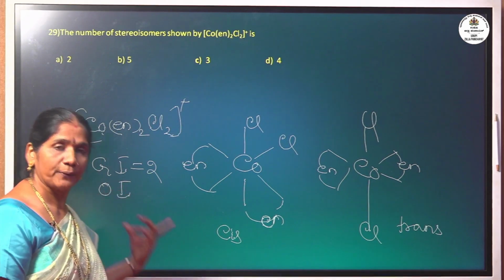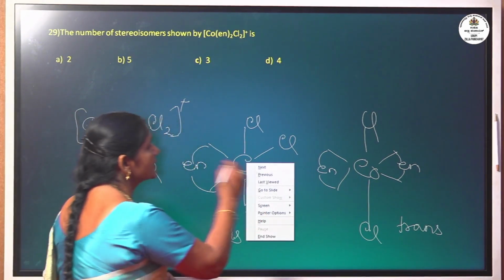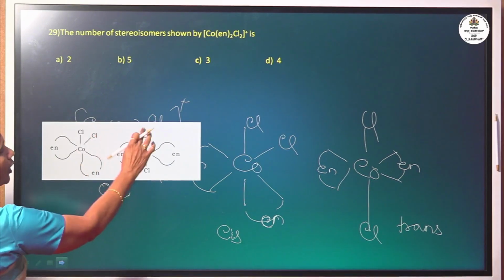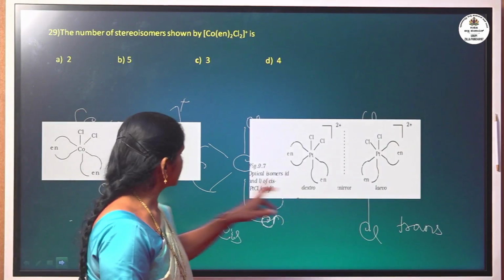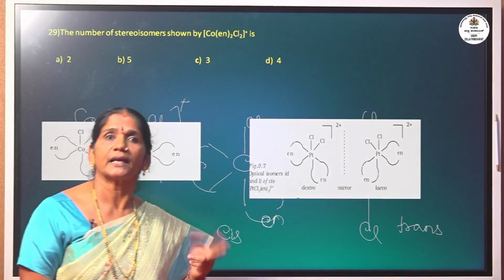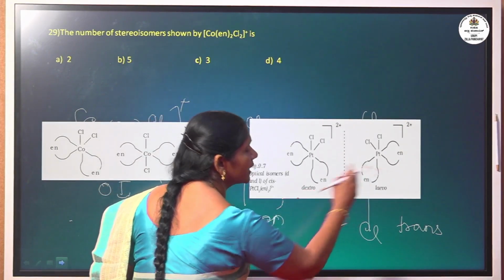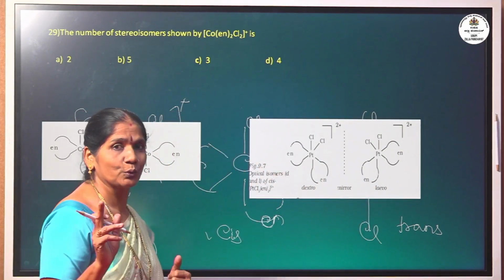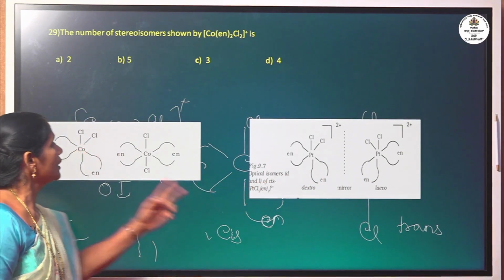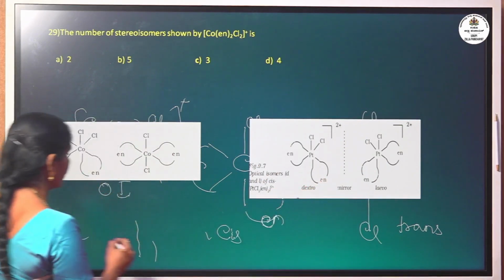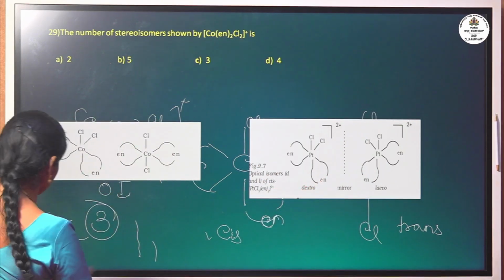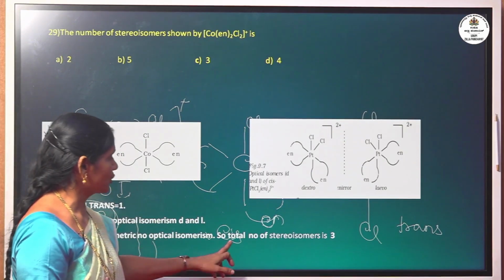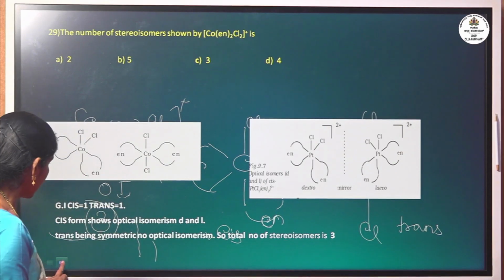Now to consider the optical isomers, these are geometrical isomers, cis form and trans form. Next, the cis form exists in two optical forms. One is dextrorotatory, and its mirror image, which is non-superimposable, is a levorotatory compound. So it is not 2 plus 2. Cis itself is one of the isomers here. So 2 here and 1 here, and therefore you have altogether 3 stereoisomers. So the cis form shows optical isomerism, D and L, trans being symmetric, no optical isomerism. So the total number of stereoisomers is 3. Okay.